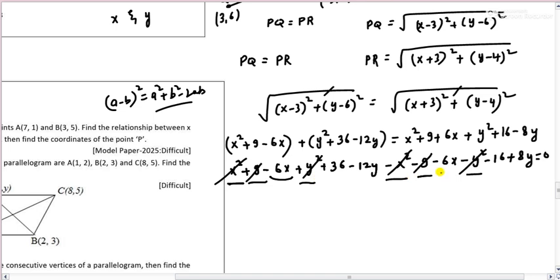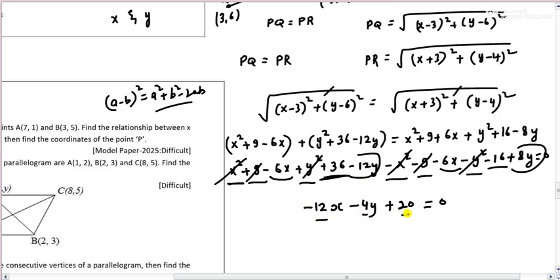Now minus 6 and minus 6, it is minus 12x. Again minus 12y plus 8y. So 12 minus 8 is minus 4y. Now 36 and 16. 36 minus 16 is, I think, how much? 20. So this is plus 20 equals to 0. Any doubts? No, sir.